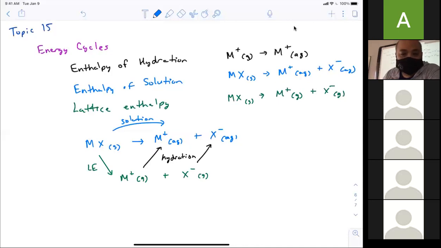So that's an example of an energy cycle. The enthalpy of solution is a sum of the lattice enthalpies and the enthalpy of hydrations. Notice the way I write it here is very important because the value of all these is based on the context of the reaction. All your lattice enthalpies go from solid to gas, that's why all the values in your data booklet are positive, because you are going from solid to its gaseous ions. Solution and hydration can be positive or negative depending on the ions, and that's all given to you in your data booklet as well.